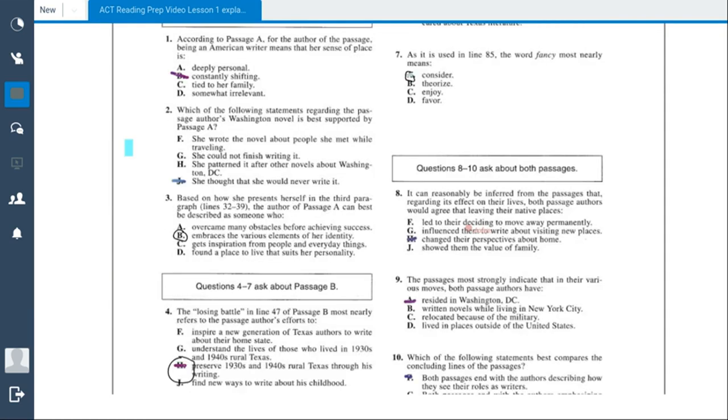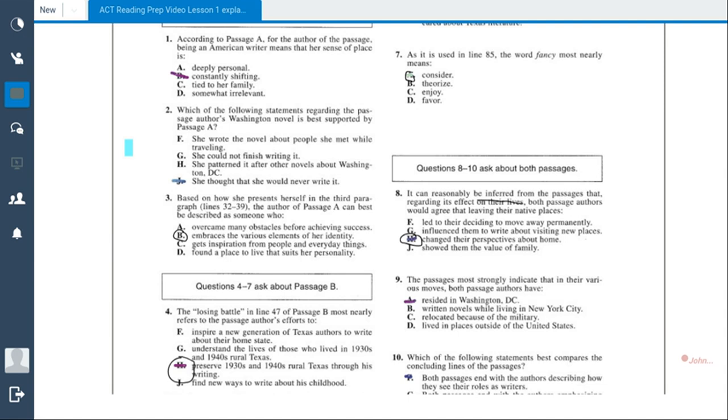The last 3 questions have to do with both passages. And when you're seeing a word that can be inferred, that means that you have to take the next logical step in figuring out what the answer is going to be. The answer will not come directly from the passage. It can reasonably be inferred from the passage that regarding its effect on the lives of both the passage authors would agree that leaving their native places changed their perspective of home. That's the overall idea that we actually got from the passage.